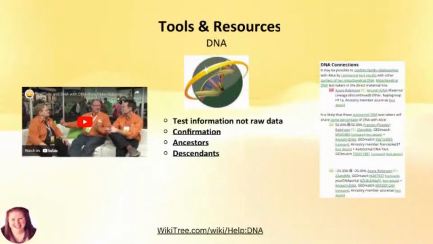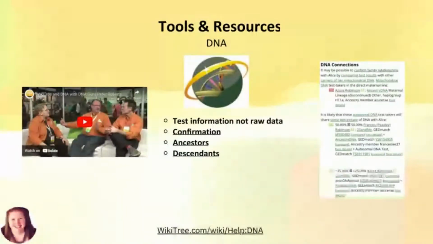Another great feature of WikiTree is the DNA tools and resources that we have there. Once your DNA test information has been added to your profile, within 24 hours, it will populate out to your relatives' profiles. This is just the information about your test. It's not the raw data. For example, if you've taken an Ancestry DNA test, you would put that in as well as your username.